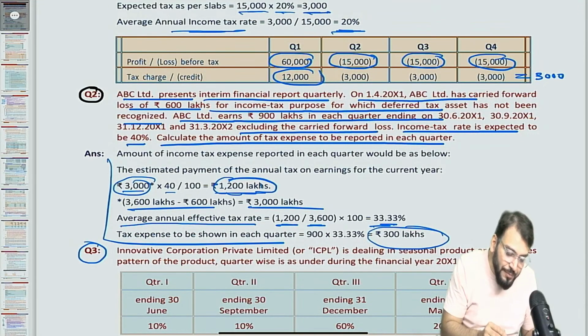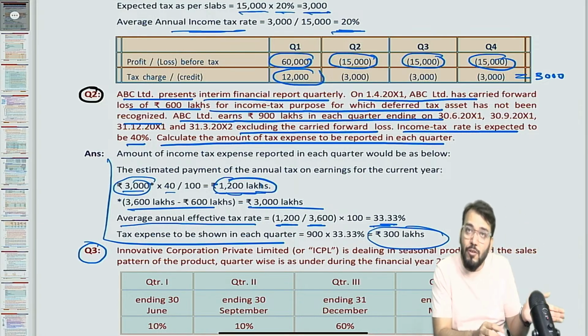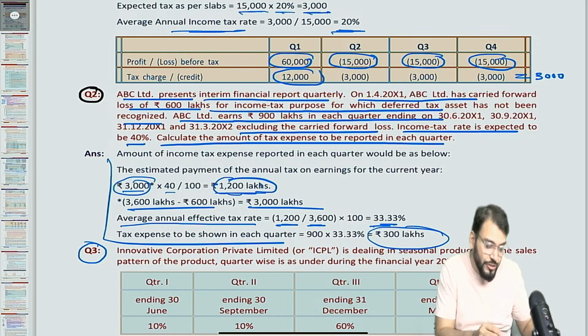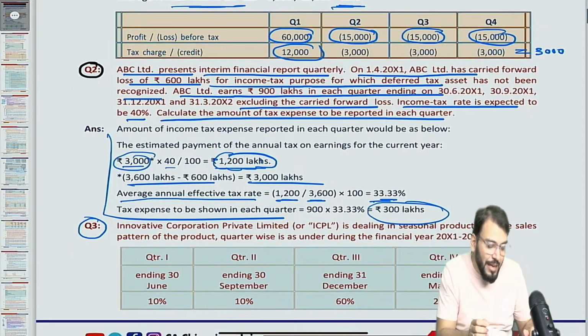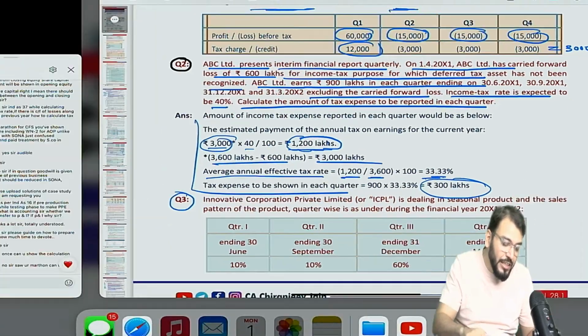ABC Limited presents an interim financial report on 1/4/2001. ABC Limited has carried forward losses of 600 lakh for income tax purposes, for which DTA has not been recognized. So last year DTA was not recognized, so this year DTA will not be reversed. ABC Limited earned 900 lakh in each quarter, on 30th June, 30th September, 31st December, 31st March, excluding carry forward losses. Income tax rate is expected to be 40%. Calculate the amount of tax expense to be reported in each quarter.